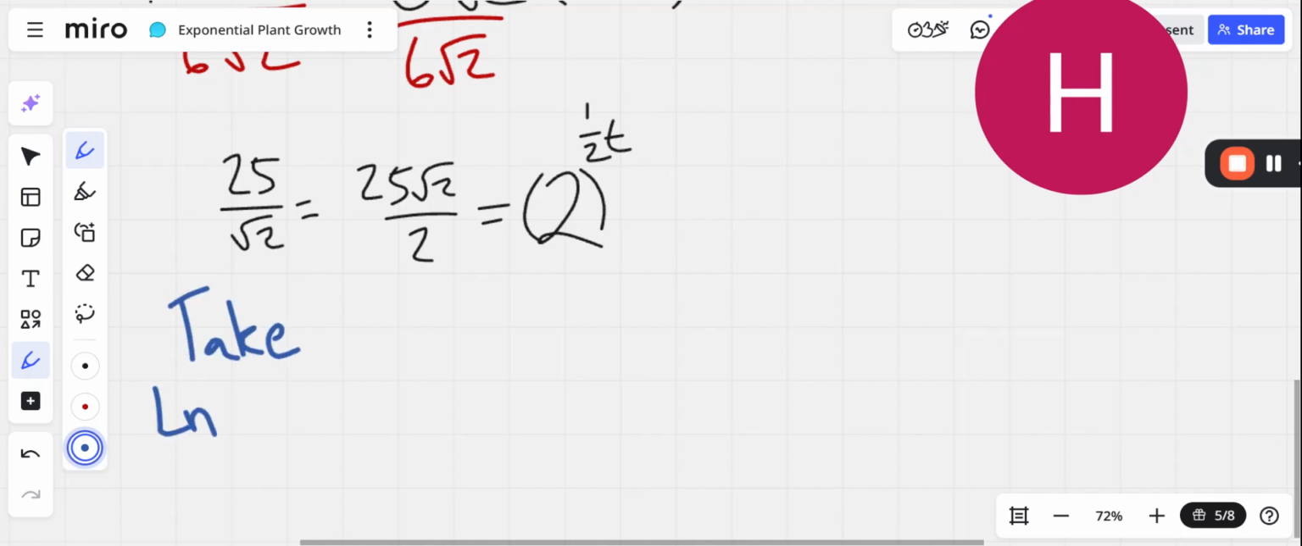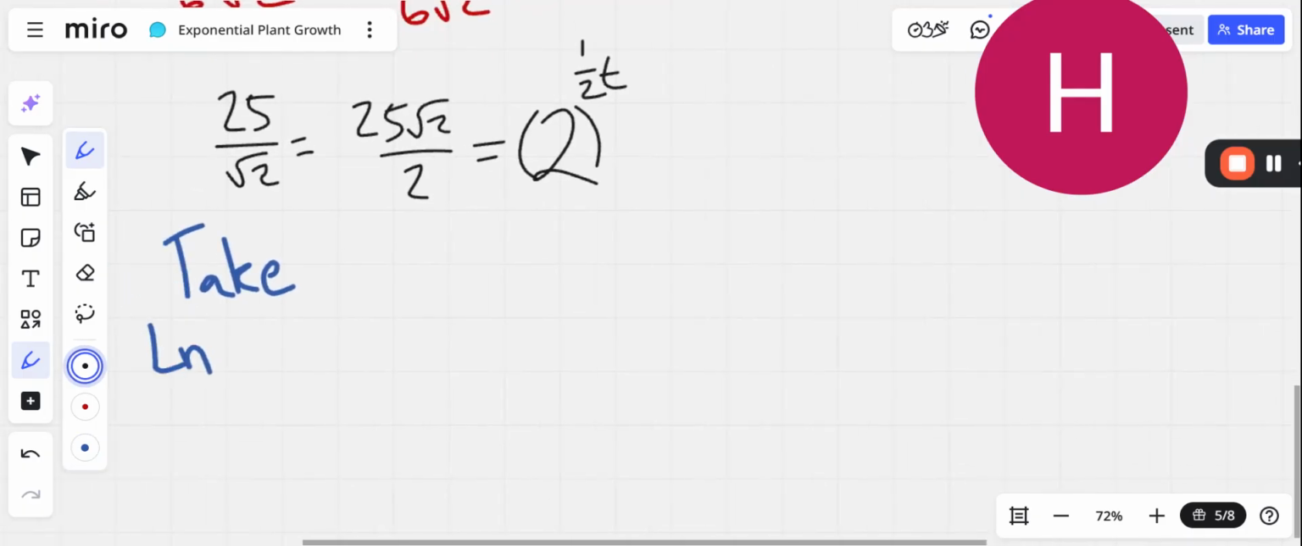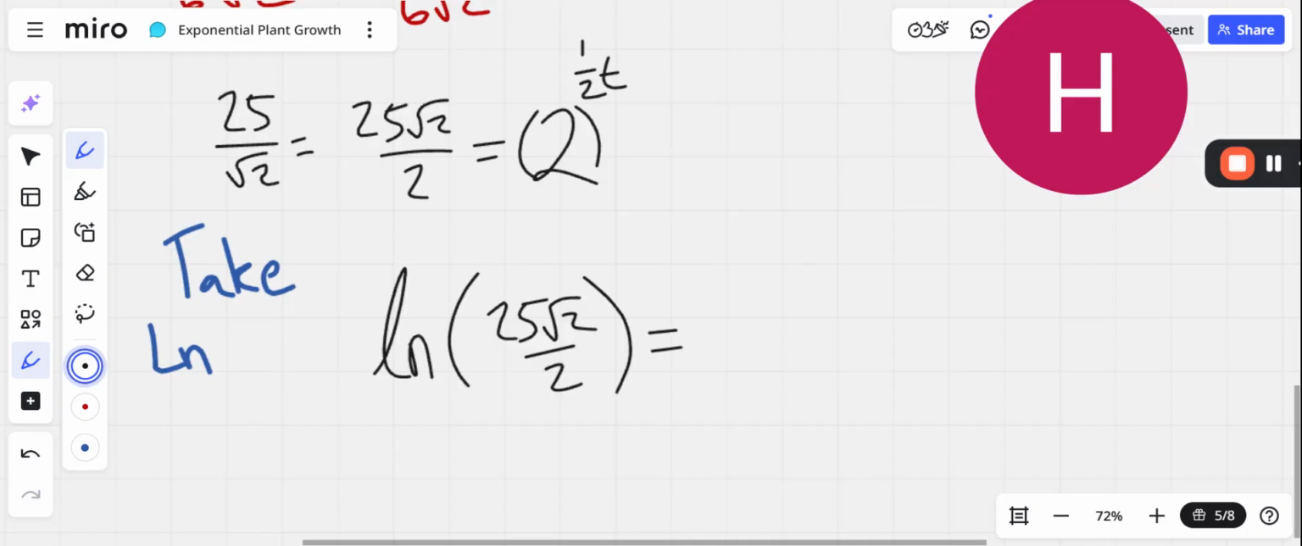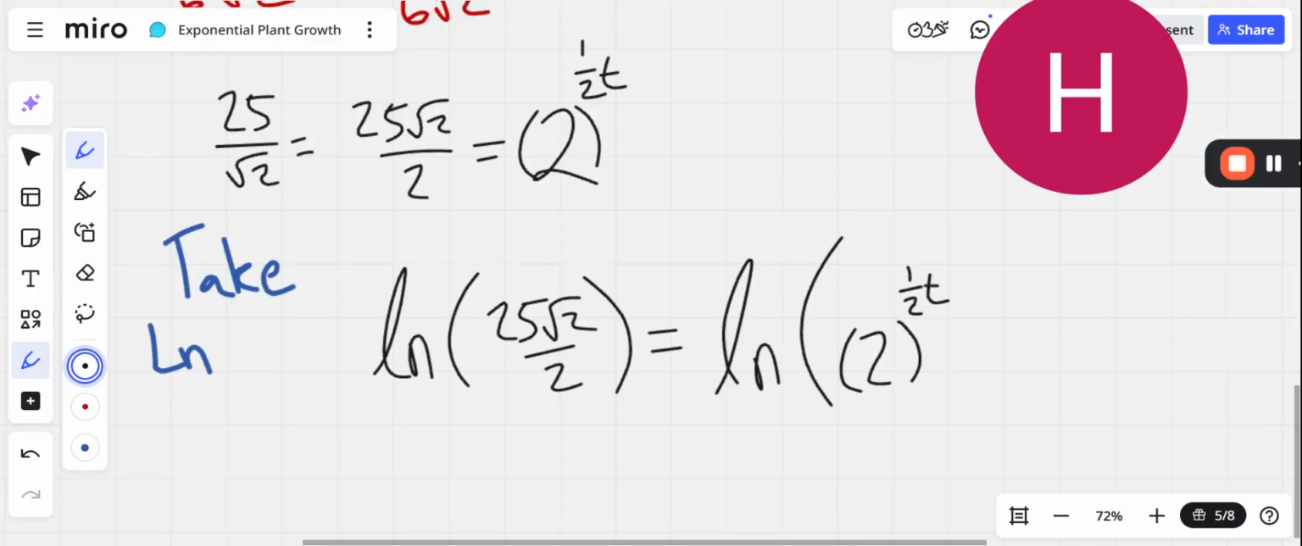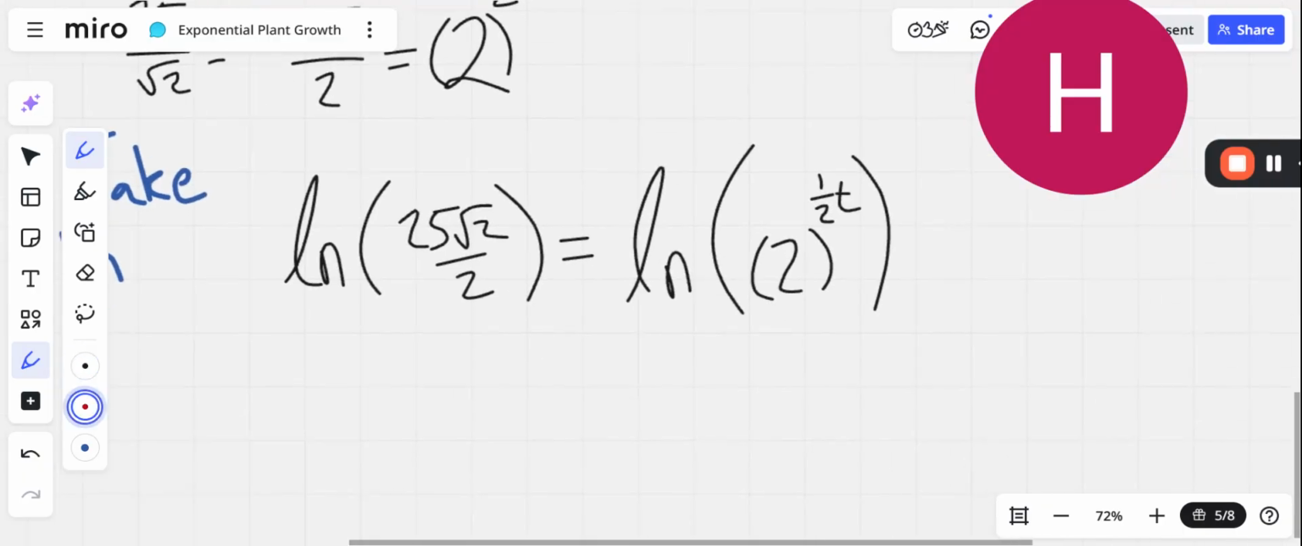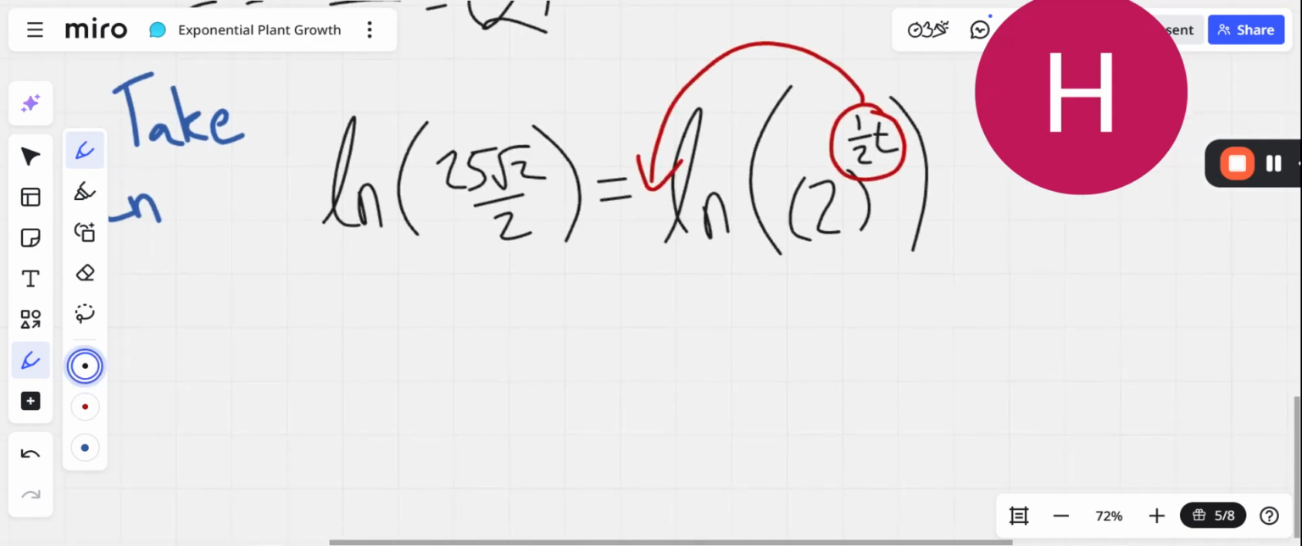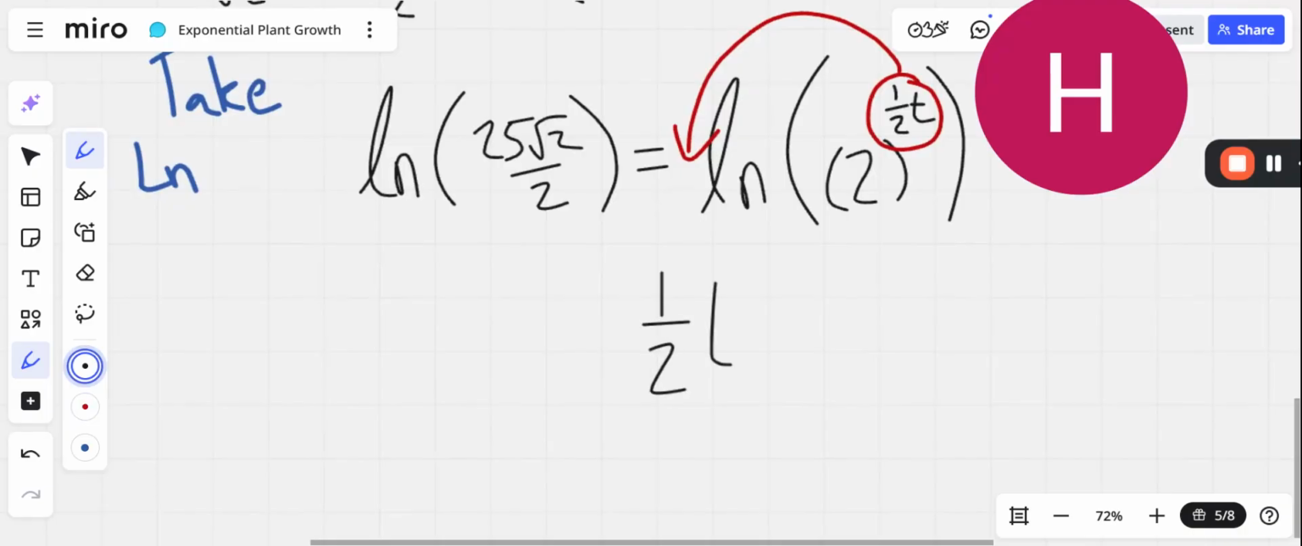And you can use any log you like. I'm choosing to use ln. That's just natural. You see what I did there? ln of 25 root 2 over 2 equals ln of this entire expression, 2 to the 1/2 t. Why would I do that? This makes it more complicated, but remember the property of logarithms, that any exponents on this base can move to the front. So now we're able to solve for t.